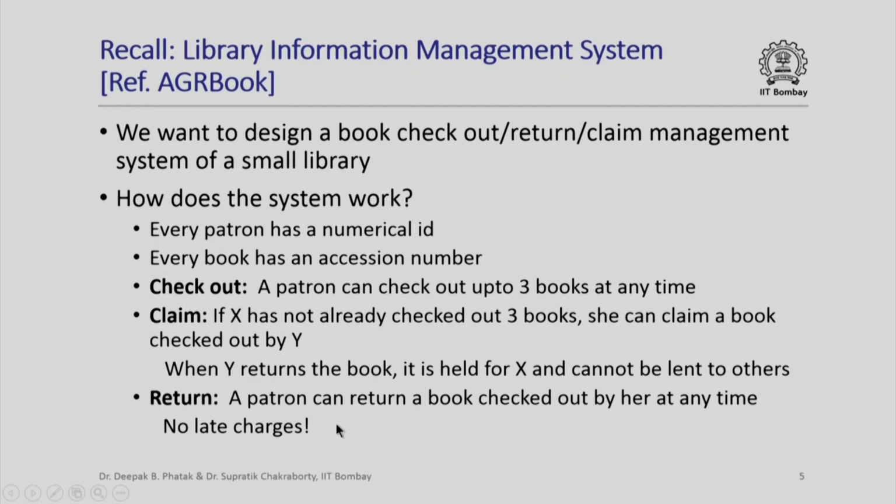Now, if you also recall from the previous lecture, in trying to understand how to design the library information management system, we observed that there were 2 key entities participating in the functioning of the system. One of these entities was the patron entity, the other was the book entity, and all the different operations were basically interactions between these 2 entities.